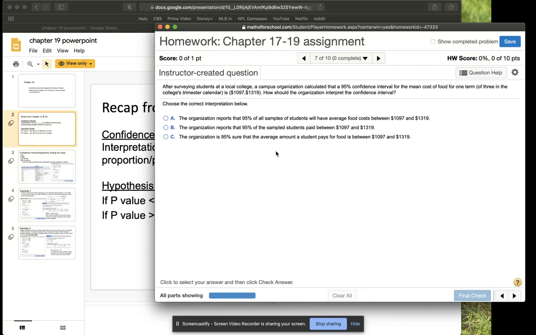To me it looks like C. The organization is 95% sure that the average amount a student pays for food is between $1,097 and $1,319. That's exactly what I said. So the answer is C.